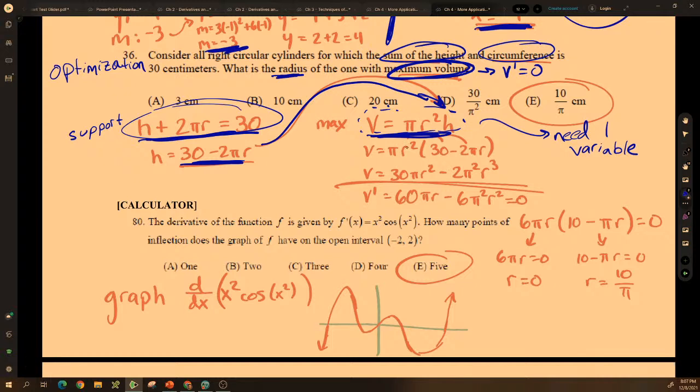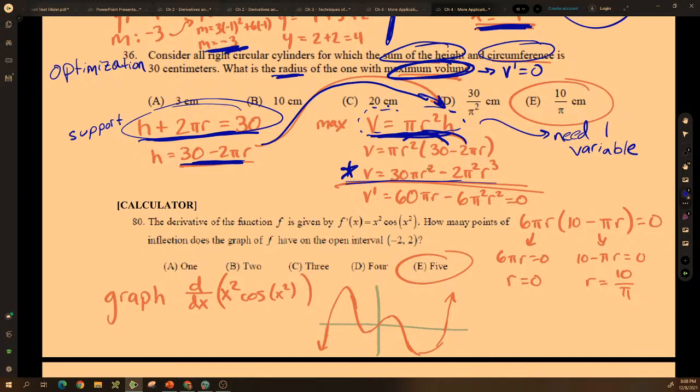So that's volume equals pi r squared times 30 minus 2 pi r. We'll go ahead and distribute. That gives us 30 pi r squared minus 2 pi squared r cubed. And then now, this is my equation in one variable. Now I can take the derivative. I like to put a line underneath it just to help myself realize I'm doing something different. So I take the derivative.